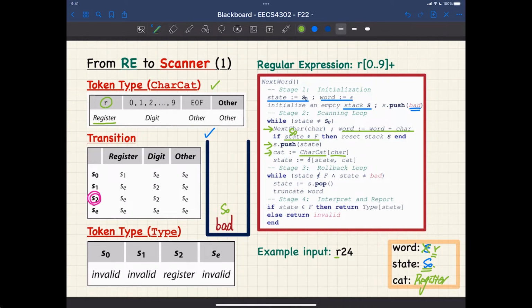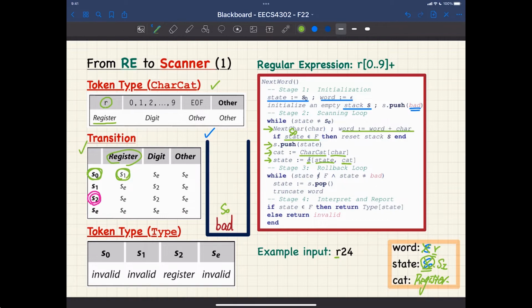And then what about the state? How do we make a transition? Go to the delta over here. The state is S0, and the category, as we worked out, is register. The target state should be S1. So that means the state will now be updated from S0 to S1. Everybody's okay, right? All right.